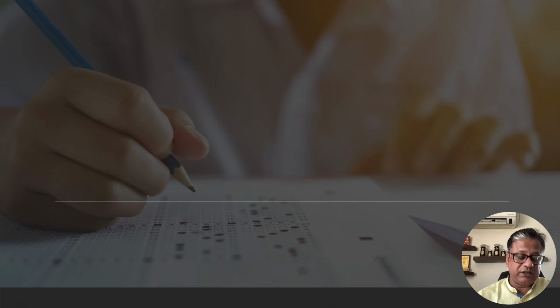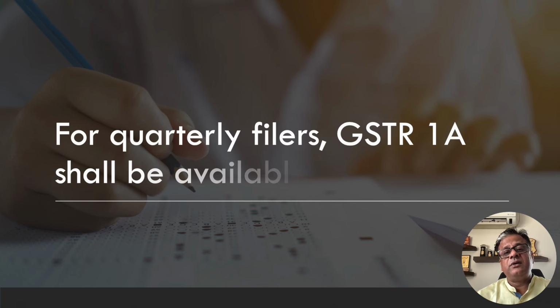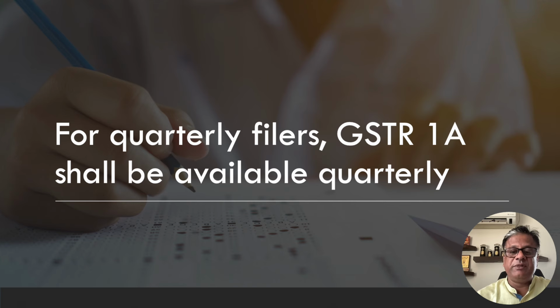For quarterly filers, since GSTR 1 is filed on a quarterly basis, even GSTR 1A, that is the amendment to GSTR 1, can be done only on a quarterly basis. Though the IFF form is filed on a monthly basis, GSTR 1 can be rectified on a quarterly basis only by filing GSTR 1A also quarterly.